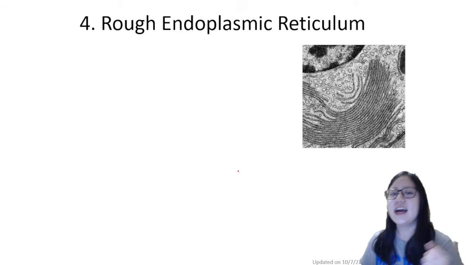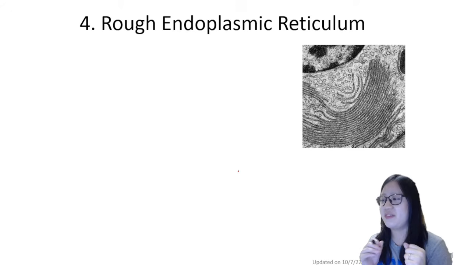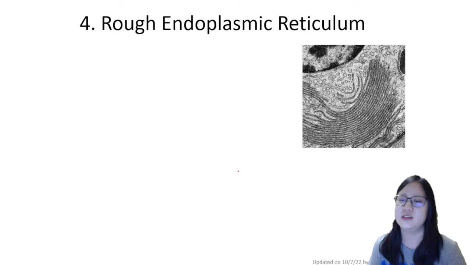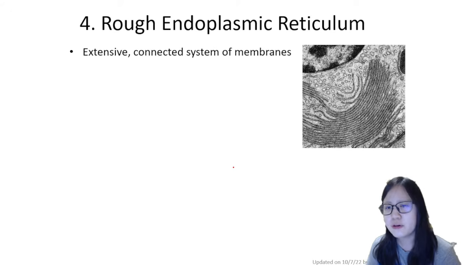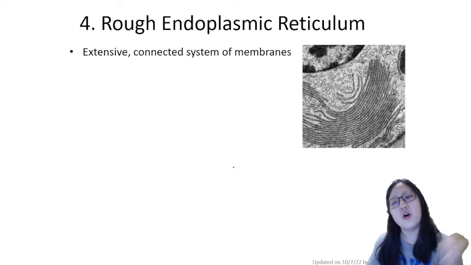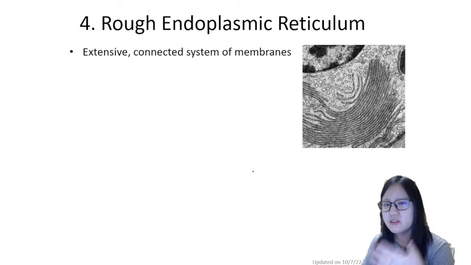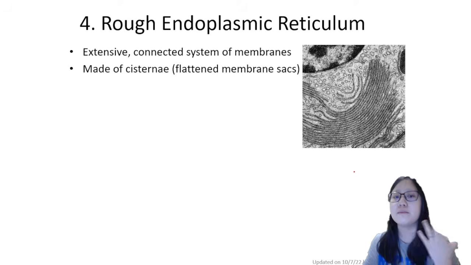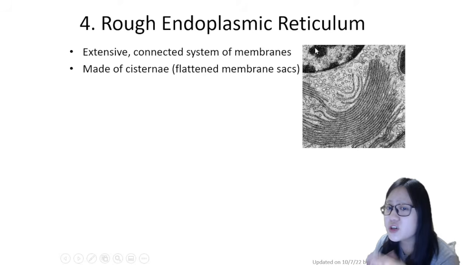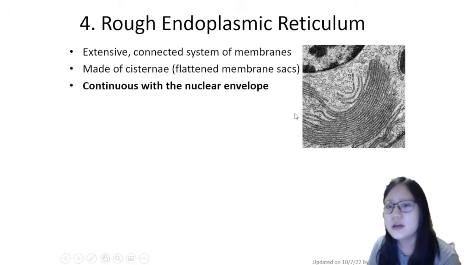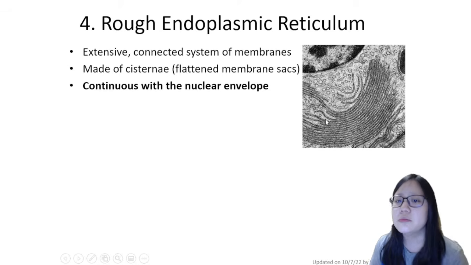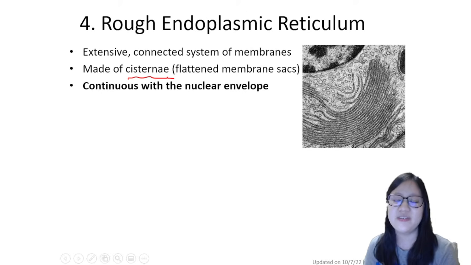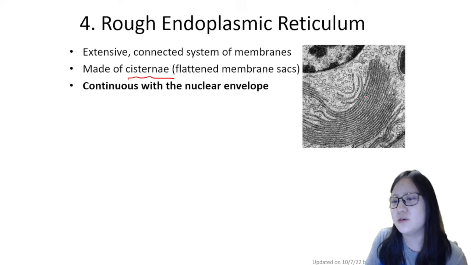Number 4, rough endoplasmic reticulum, more commonly known as RER, because I'm too lazy to say the whole thing. It's a mouthful, okay? As we know from just now, it's an extensive connected system of membranes that's connected to the nuclear membrane. This extensive connected system of membranes, connected again with the nuclear envelope, is called cisternae. Cisternae means flattened membrane sacs, and don't you think it looks like that?